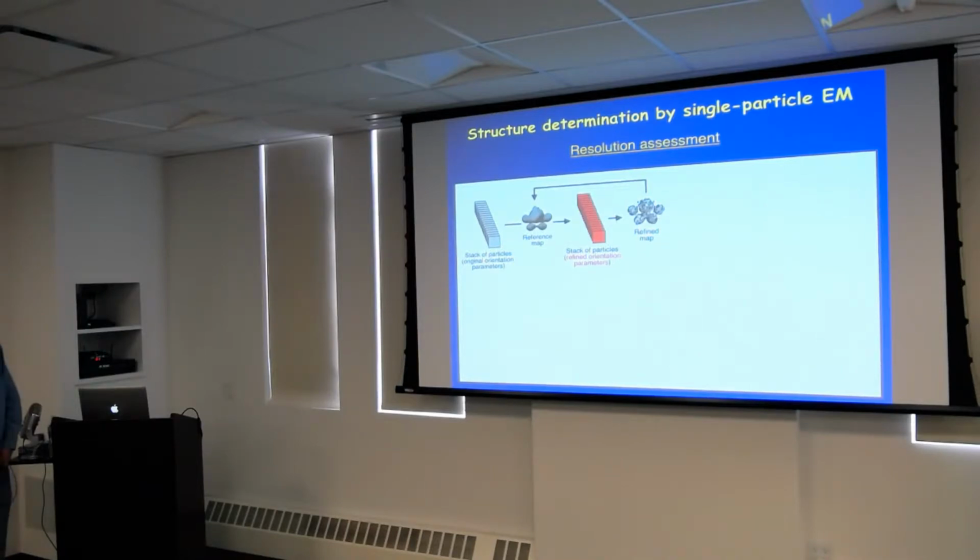And then we split the data set into half. We calculate half maps, and we cross-correlate them. The problem with this is that these two maps are no longer independent because they were all based on the same reference. So they're all biased towards this reference, so they are no longer independent, and you cannot really use them to assign your resolution. It's not quite true, as I will tell you in a minute.